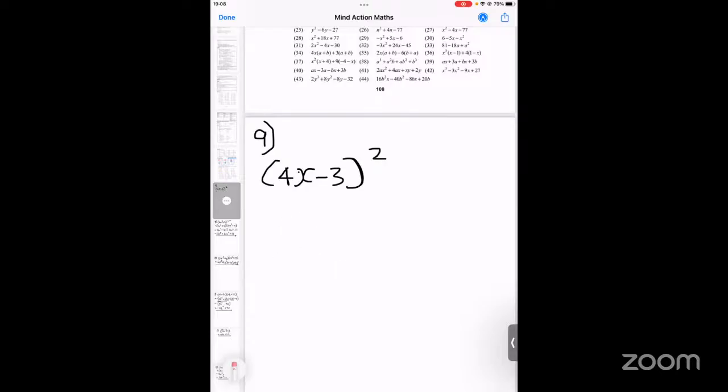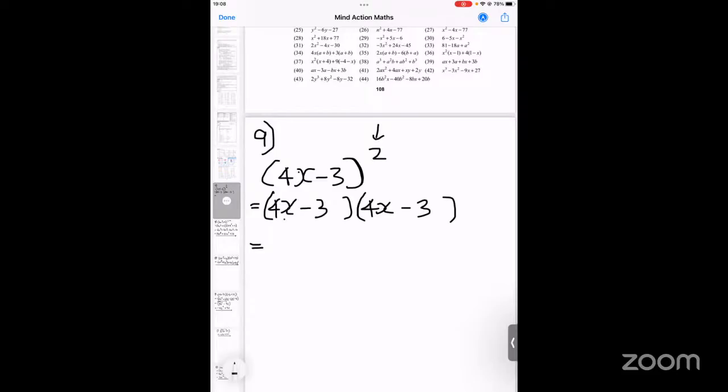Okay, let me quickly redo it and say what I was explaining. This two means two of exactly the same thing. So now you open the brackets two times. You've got 4x minus 3, 4x minus 3. And then you will do that by that, that by that, that by that, that by that.